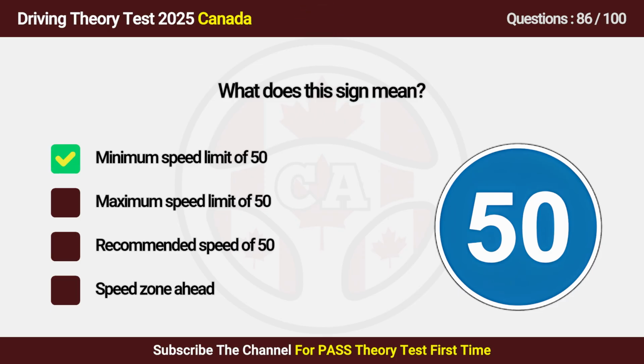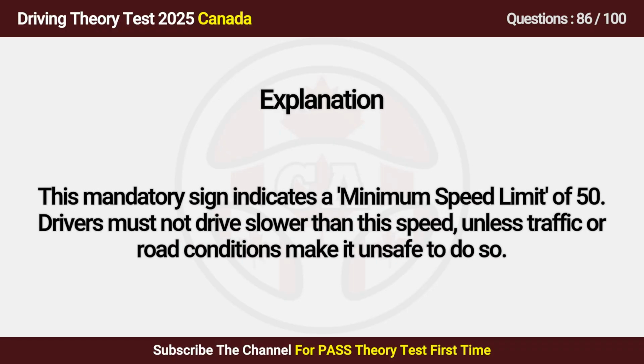Answer is A. Minimum speed limit of 50. This mandatory sign indicates a minimum speed limit of 50. Drivers must not drive slower than this speed, unless traffic or road conditions make it unsafe to do so.